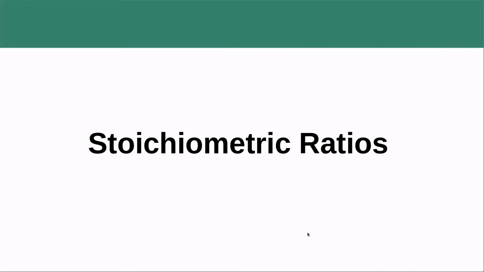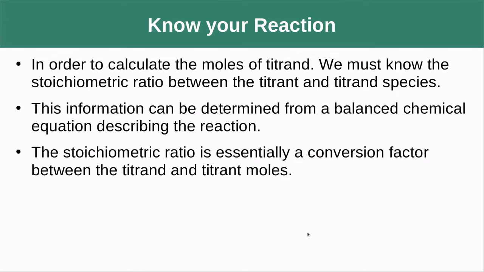Stoichiometric ratios. The first thing we need to do is know our reaction. In order to calculate the moles of the unknown, we must know the stoichiometric ratio between the titrant and the unknown species. This information can be determined from a balanced chemical equation describing the reaction. The stoichiometric ratio is essentially a conversion factor between the two species.